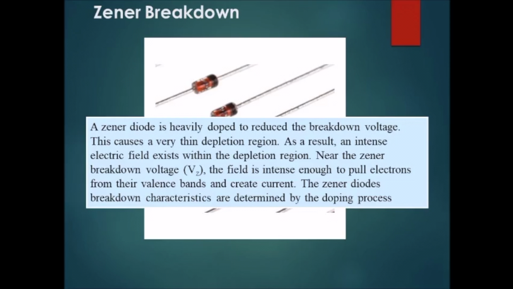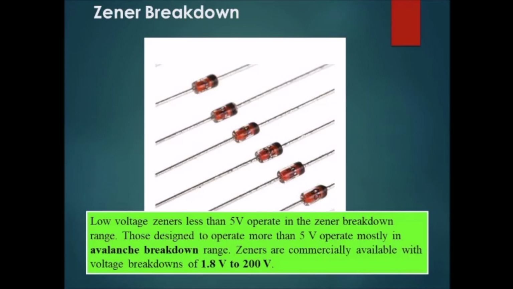The Zener diode's breakdown characteristics are determined by the doping process. Low-voltage Zeners, less than 5 volts, operate in the Zener breakdown range. Those designed to operate at more than 5 volts operate mostly in the avalanche breakdown range. Zeners are commercially available with breakdown voltages of 1.8 volts to 200 volts.